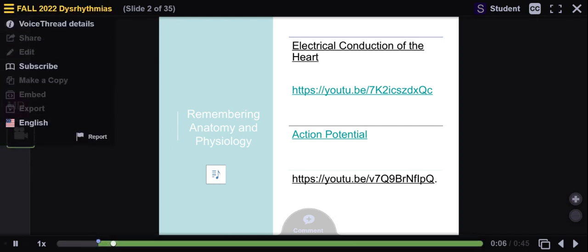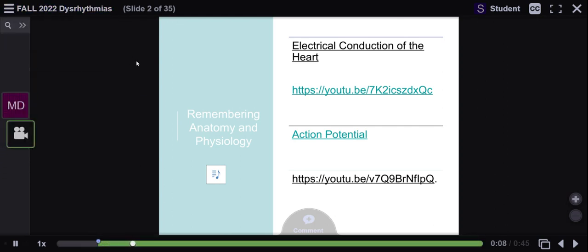Okay, so before we proceed to the dysrhythmias, again, it's important to understand the electrical conduction of the heart. Yep, we're going back to anatomy and physiology. I have attached links here specifically about the electrophysiology of the heart and the action potential. They're pretty much the same thing.